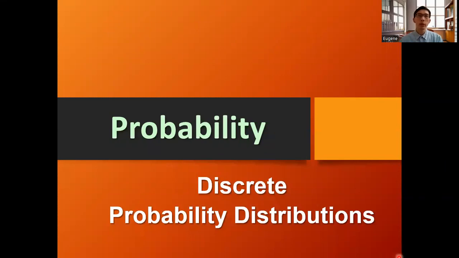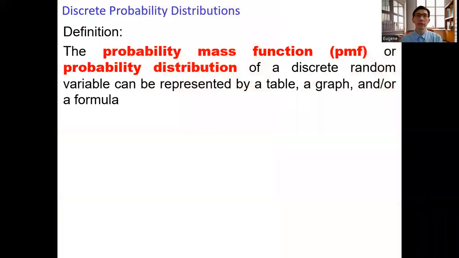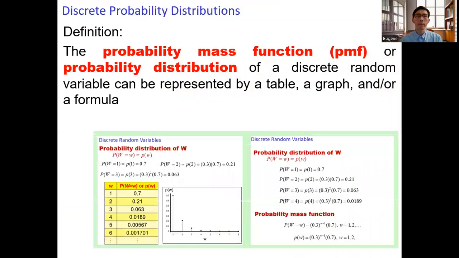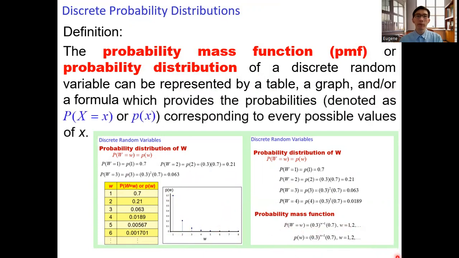Hello everyone. In this video, we will talk about discrete probability distributions. Recall in the previous video, we had some examples talking about the PMF. The PMF of a discrete random variable can be represented by a table, a graph, or a formula. The PMF provides the probabilities, denoted as big P of the random variable X evaluated at a particular value of x, or P of x, corresponding to every possible value of x.